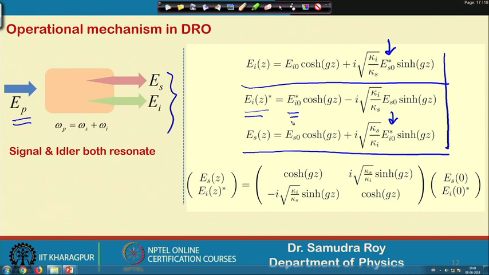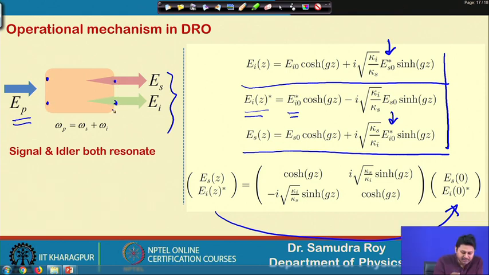And from this solution, I can write a matrix form of ESZ, EIZ. That means this is the field of ES and EI at the Z point, and it is related to the field at Z equal to 0. So if I know the value at this point, I can know the value of ES and EI at this point with this matrix form.